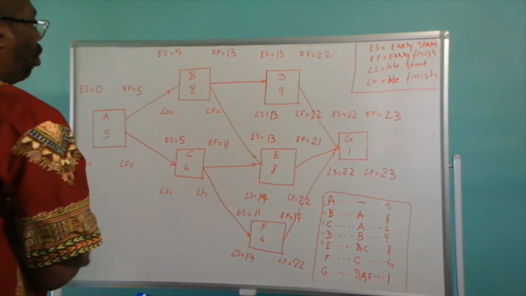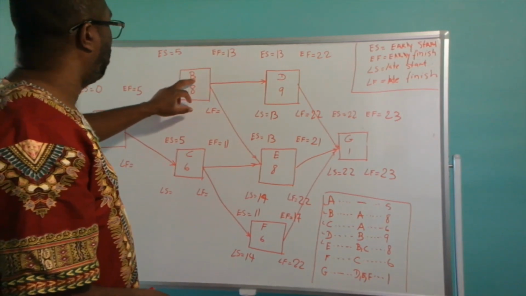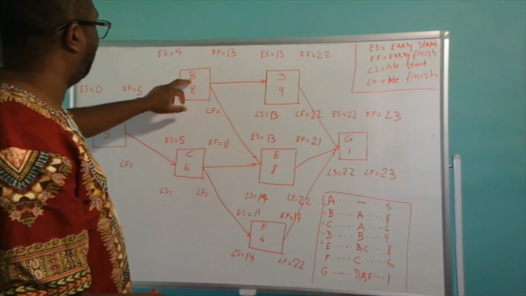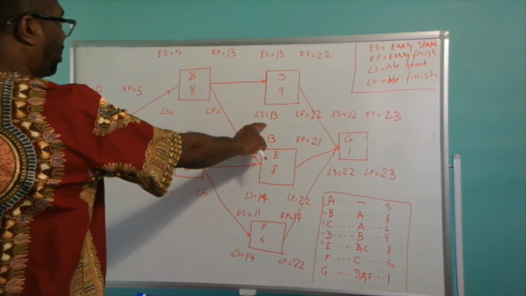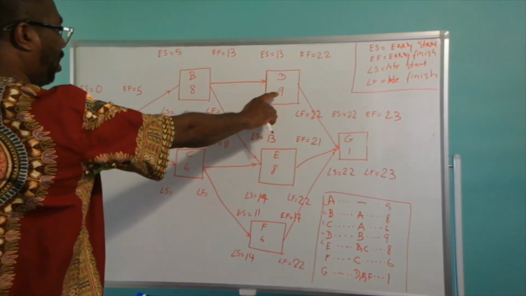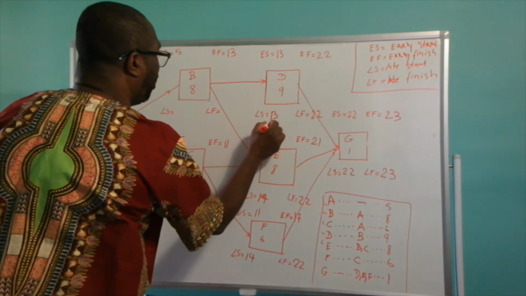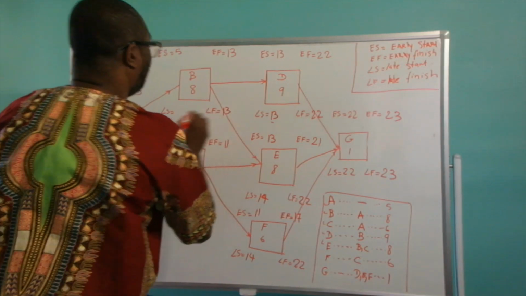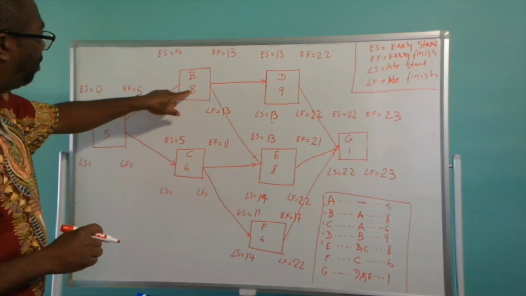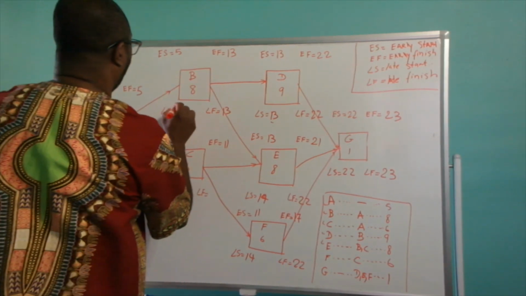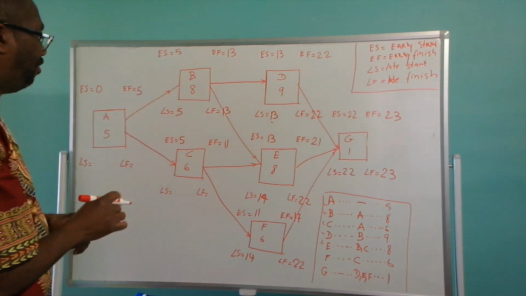Now, we know that activity D comes out of activity B. So the late start for activity D is going to be the late finish for activity B. So we're going to carry this 13 here for the late finish for activity B. And we're going to subtract 8 from 13, which is going to be 5. So the late start is going to be 5 for activity B.